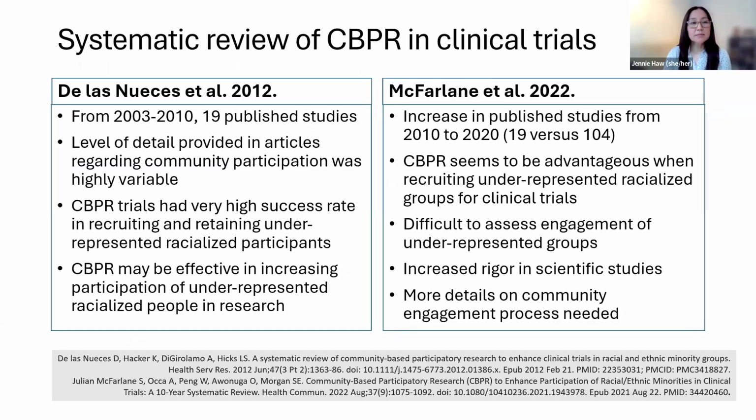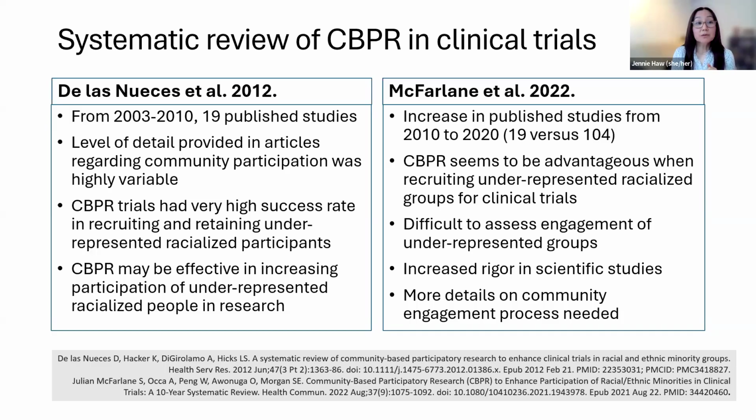I also looked at a couple of systematic reviews of CBPR approaches applied in clinical trials. I won't go into details about these two reviews here. The first one was conducted in 2012, and looked at published studies from 2003 to 2010. And then McFarlane wanted to see what had been done from 2010 to 2020. So you can see that over time, there's been a significant increase in the number of clinical trials that have taken on a community-based participatory approach.